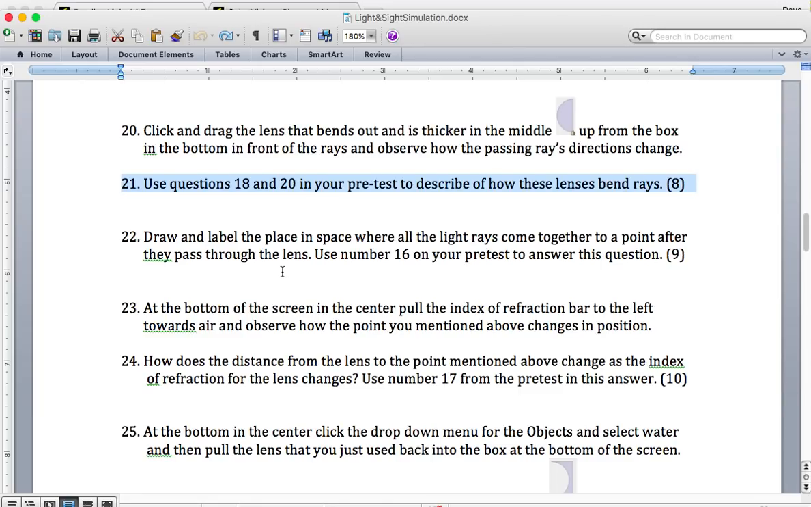So draw and label the place in space where all of the light rays come together to a point after they pass through the lens. Use number 16 on your pretest to answer this question. Okay, so here's where I want to actually try and use this drawing app. Let's see if I can make this look not too bad.